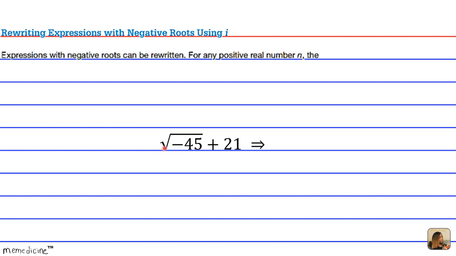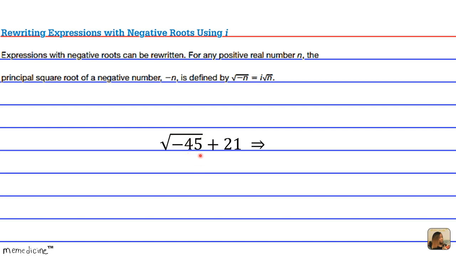And what you want to remember is that expressions with negative roots can all be rewritten: for any positive number n, the principal square root of the number -n. So our n would be 45, our negative n would be -45, is defined by the square root of negative n equals i times the square root of n. All we did was factor out the square root of -1, or you can say that you factored out i, okay?